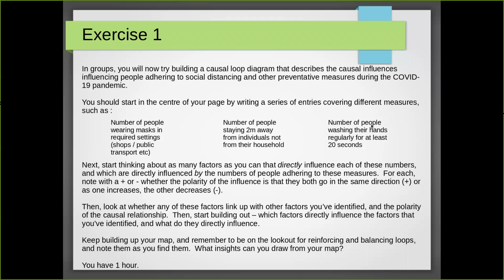Right. So I want you to have a bit of practice at building a causal loop diagram. What I want you to do in your groups is to try building a causal loop diagram that describes the causal influences for people adhering to social distancing and other preventative measures during the COVID-19 pandemic. The way I want you to do this is to start in the middle by writing a series of entries that cover different measures. I've given some examples here: number of people wearing masks in required settings, number of people staying 2 meters away from individuals not from their household, number of people washing their hands regularly for at least 20 seconds.